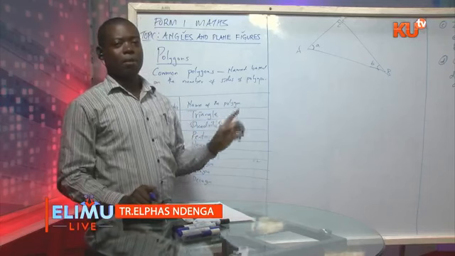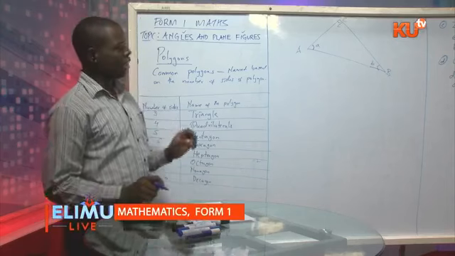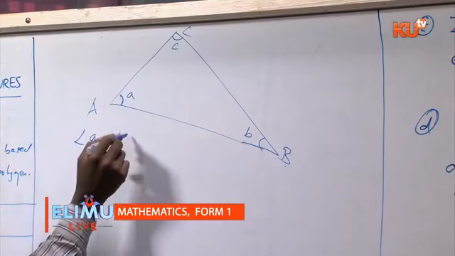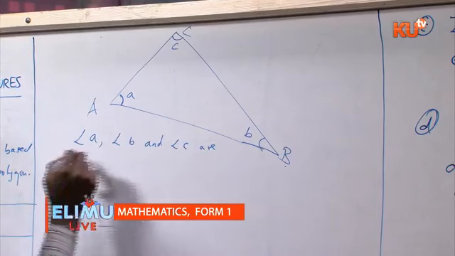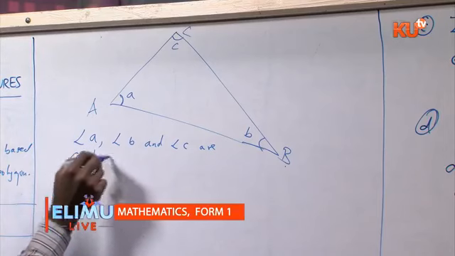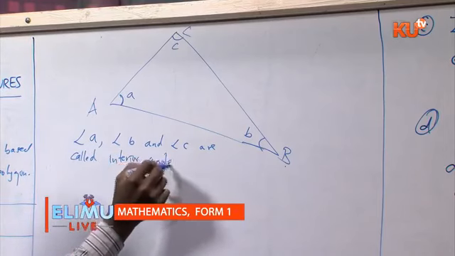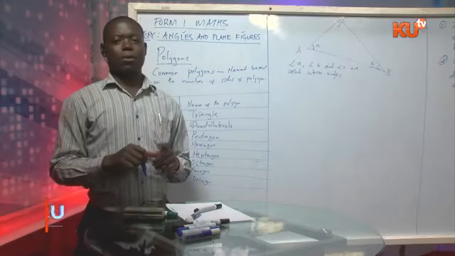They are inside the polygon. We refer to them as interior angles. Angle A, angle B, and angle C are called interior angles. They are called interior angles, and the reason is that they are within the polygon.